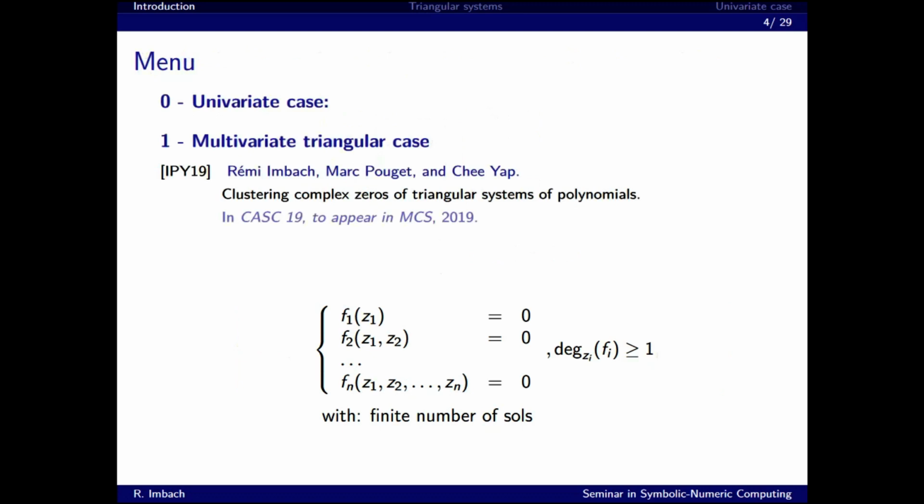So are there any assumptions for square free here? So here actually with the method I will present, we don't have this assumption. The assumption we have is that it has a finite number of solutions. It has to be regular.